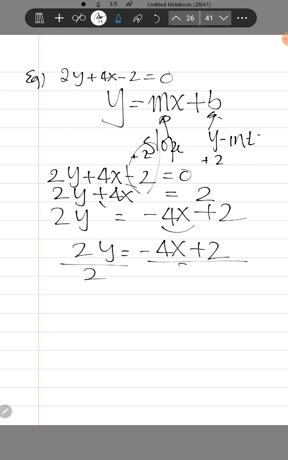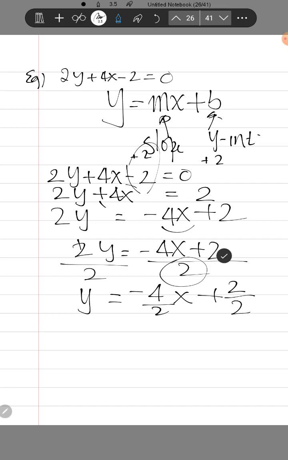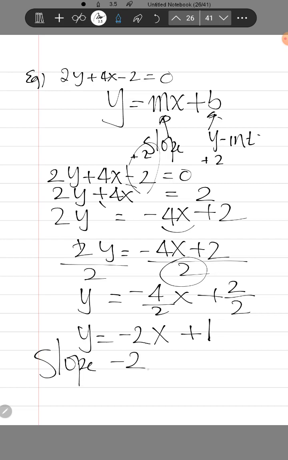I divide both sides by 2. Here I will have 1y is equal to minus 4 over 2x plus 2 over 2. This denominator is for both. So y is equal to minus 2x plus 1. So the slope is minus 2. And the y-intercept is give x 0 and y just 1.